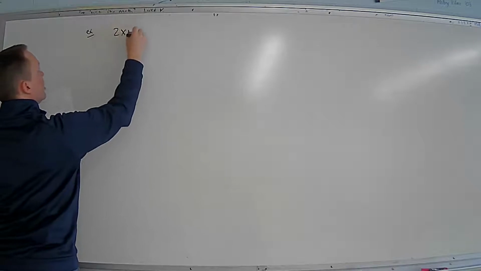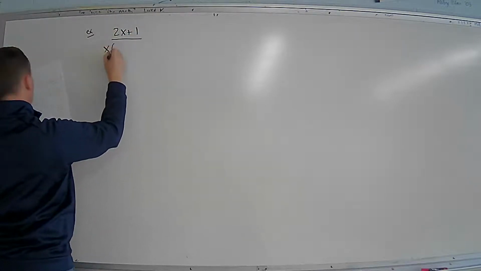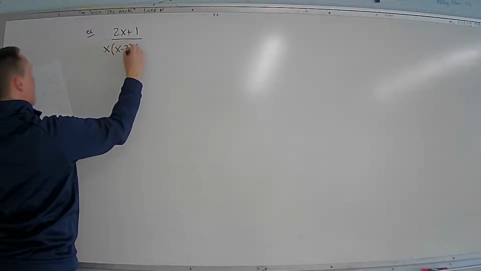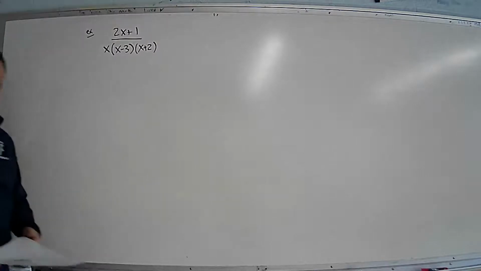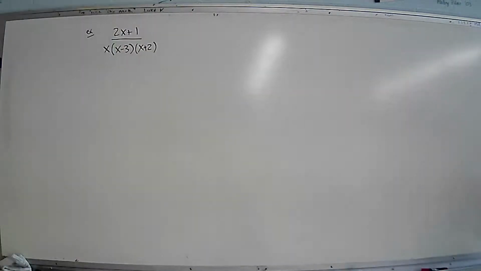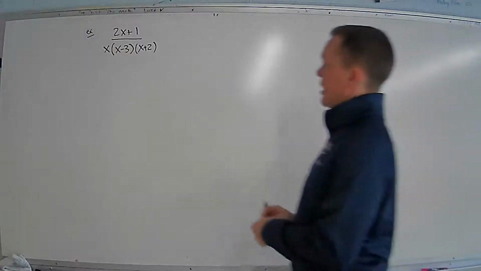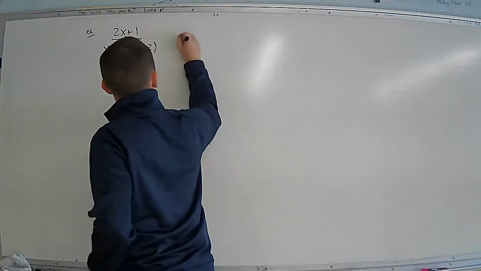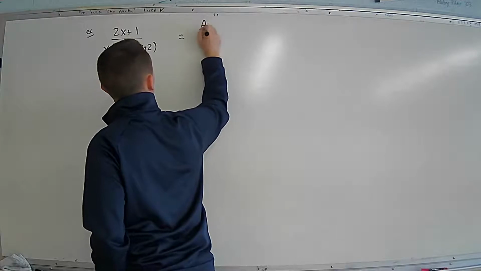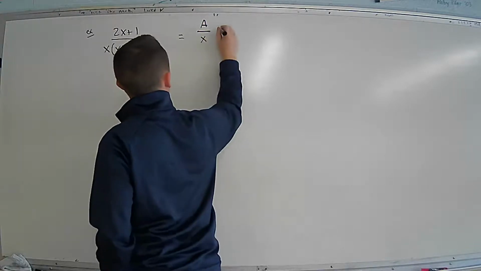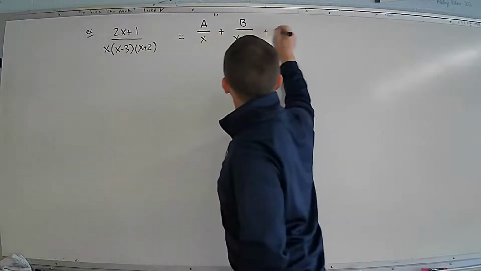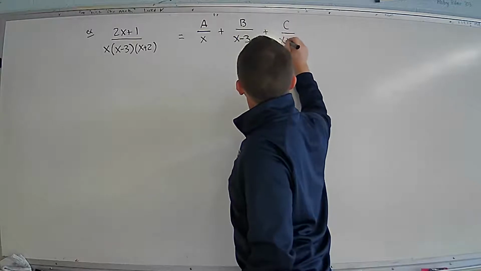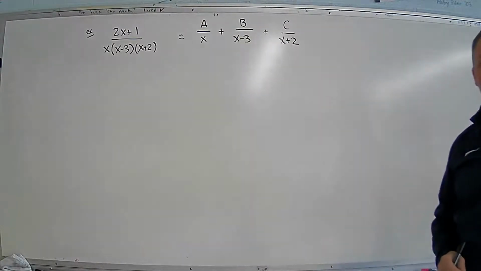Here's another one. I'll just leave that up there. 2x plus 1, and I'm going to go ahead and factor this. Uh-oh. I know what you're thinking. You're thinking, oh, there's 3 factors there. How do I do this? Okay. You do it the exact same. Ready? You're going to say this is equal to something over x plus something over x minus 3 plus something else over x plus 2.